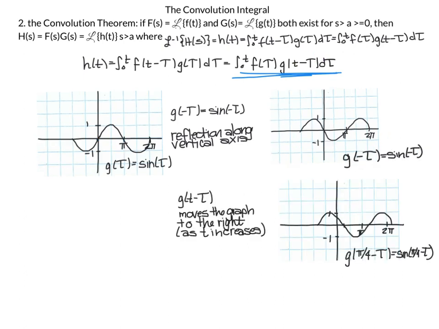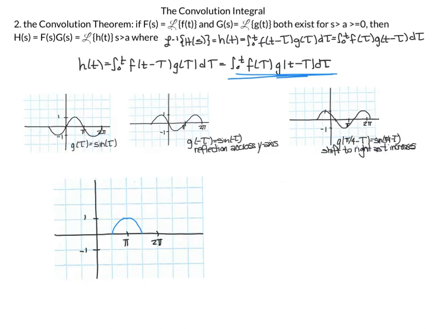Looking at this t minus tau, this extra term t then moves the graph to the right as t increases. So for example, if we have pi over 4 minus tau, that would give us sine of pi over 4 minus tau. So in other words, we just take each of these points and we move them over. It just shifts everything over pi over 4. So I put the movements of this g of t minus tau, both the reflection and then the shifting, over here.